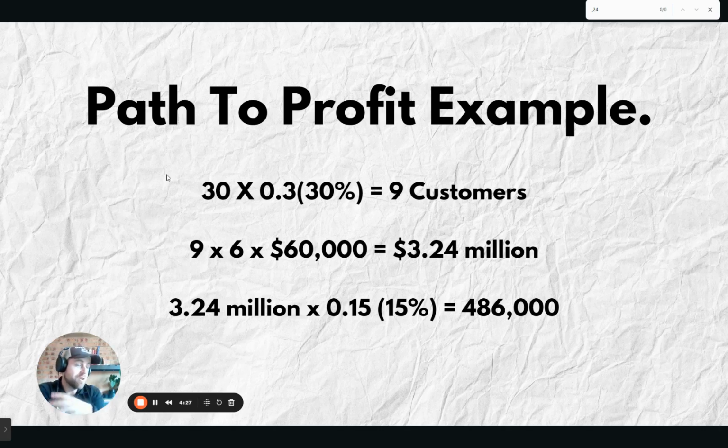Help you with the sales side. You convert better. You then get 9 customers. So 9 times 6 times 60. Again, the same numbers, there is $3.24 million. So you've doubled your revenue.